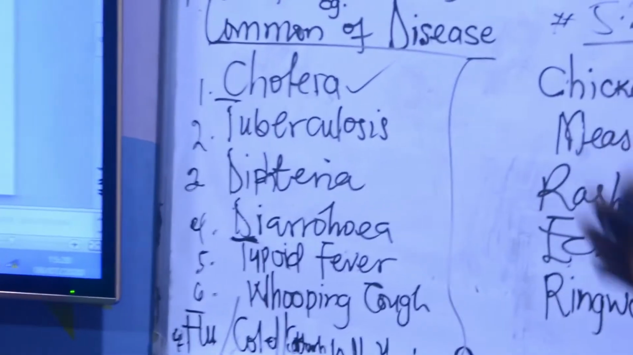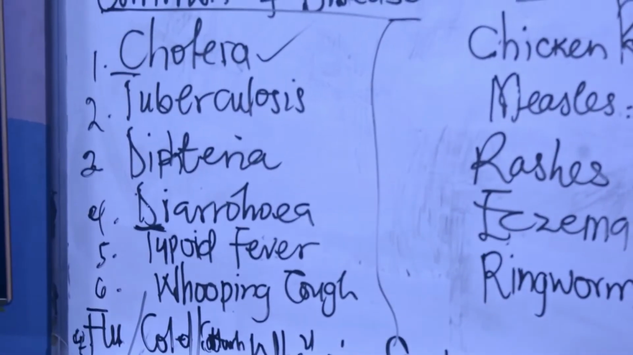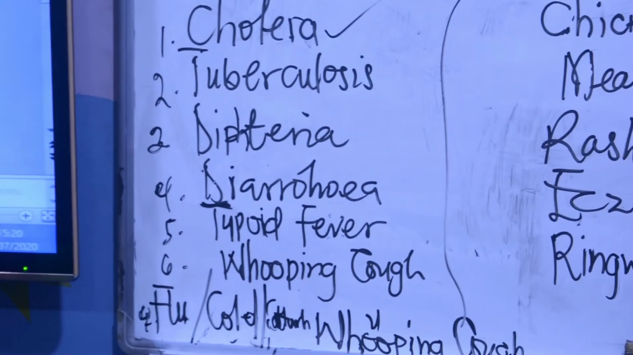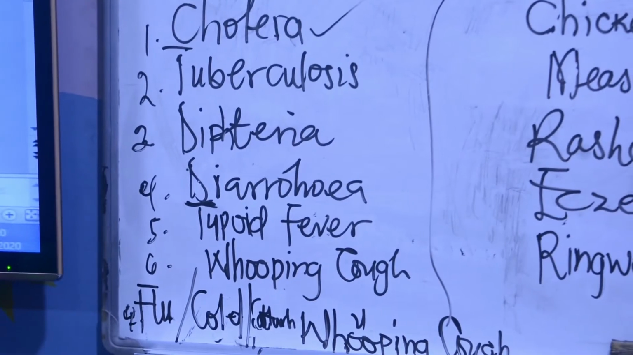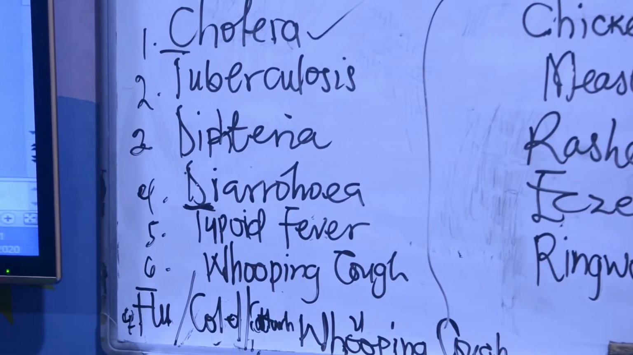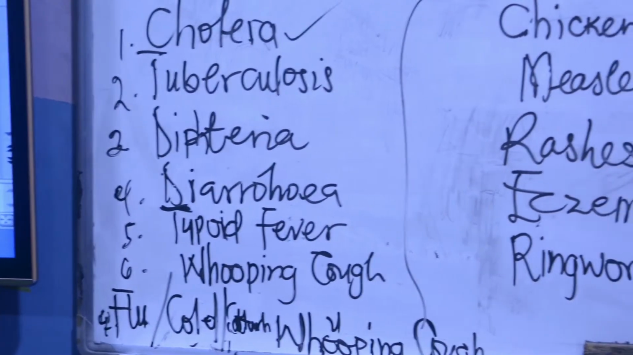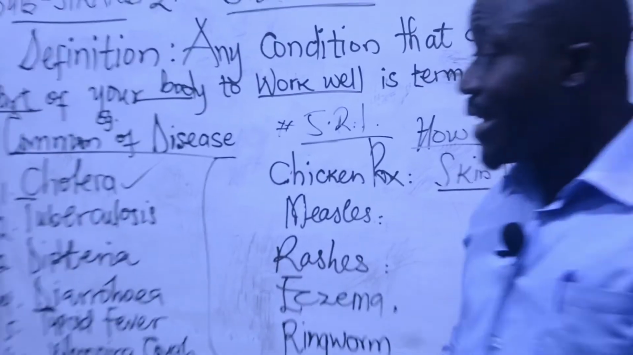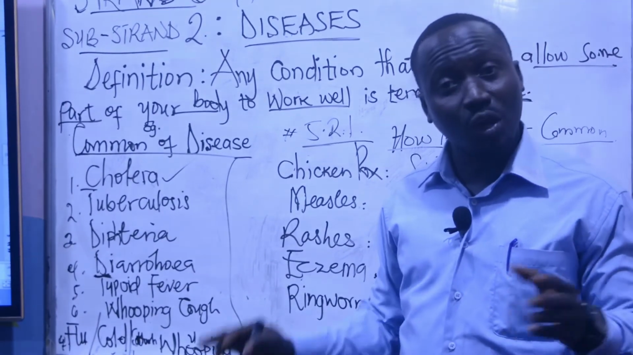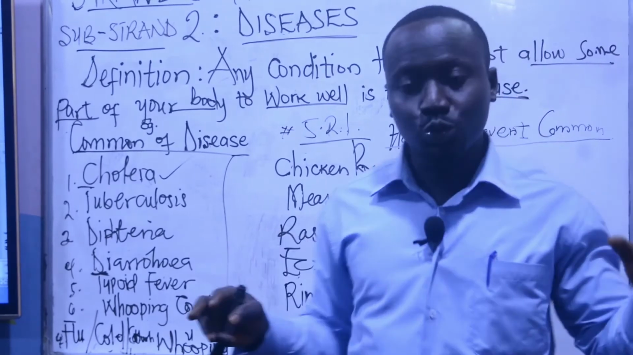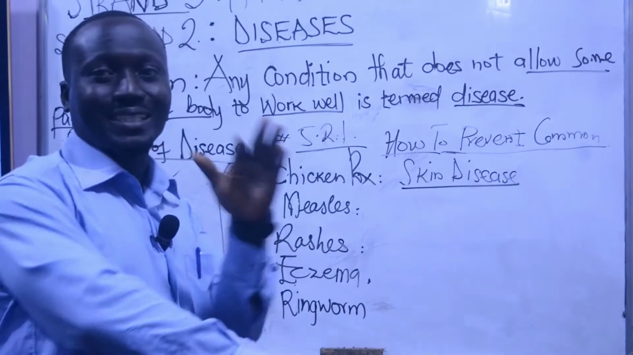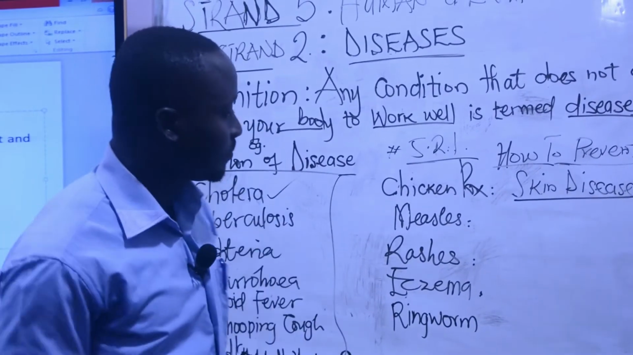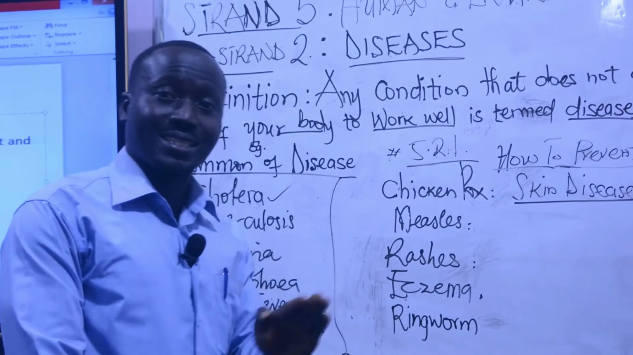Diseases are caused by different kinds of things. But we will limit ourselves today to what we call skin diseases. Now let's see, what is a skin disease? Any of these diseases or any of these things that causes you to feel uncomfortable, that affects the skin, is described as a skin disease. So any disease that affects the skin.